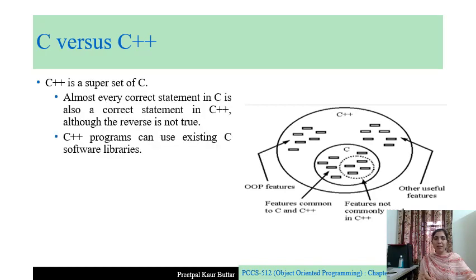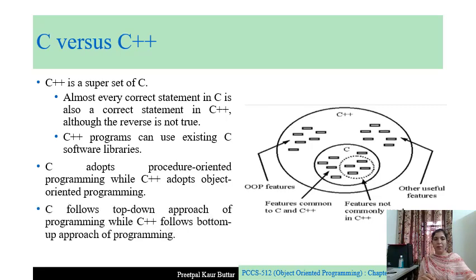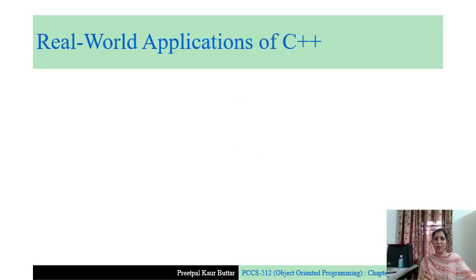Almost every correct statement in C is also a correct statement in C++, but the reverse is not true. It means every correct statement in C++ is not always a correct statement in C. C++ programs can use existing C software libraries. C adopts procedure-oriented programming, while C++ adopts object-oriented programming. C follows a top-down approach of programming, while C++ follows a bottom-up approach of programming.